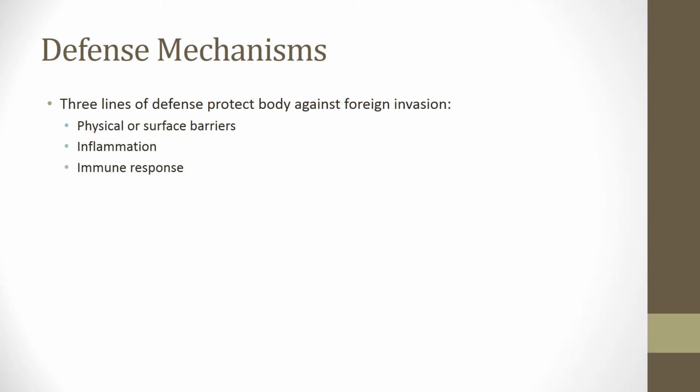So there are three types of protective barriers, or lines of defense. First of all, it's physical and surface barriers. Intact skin, for example, is the first line of defense. Skin by itself is a physical barrier, and at the same time the skin surface is acidic, which makes it an antimicrobial barrier against infection.